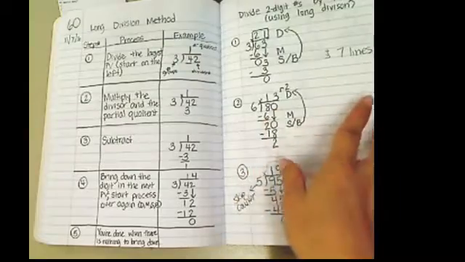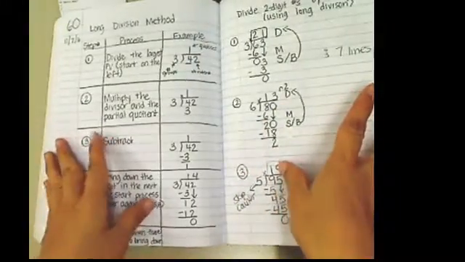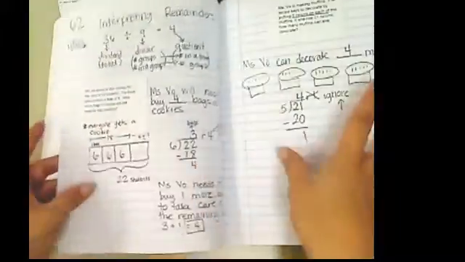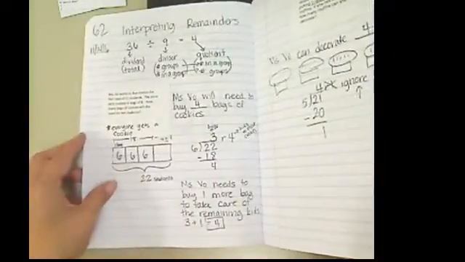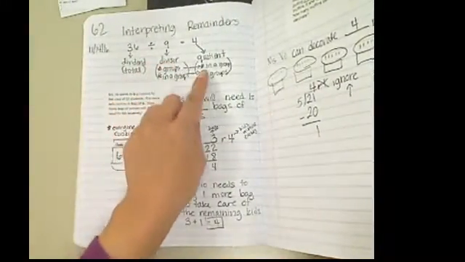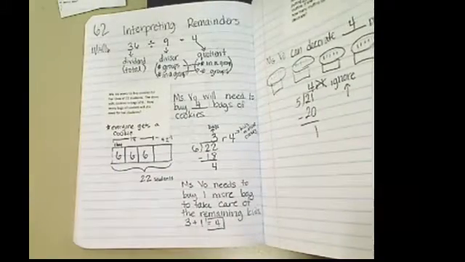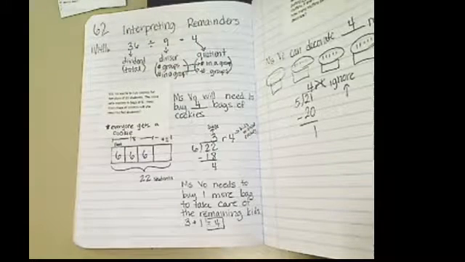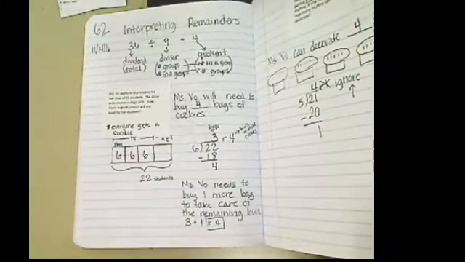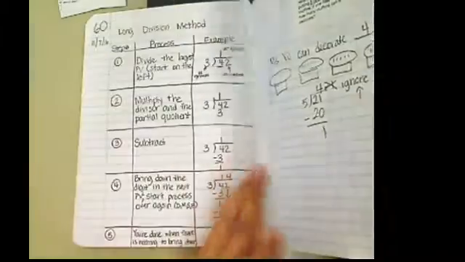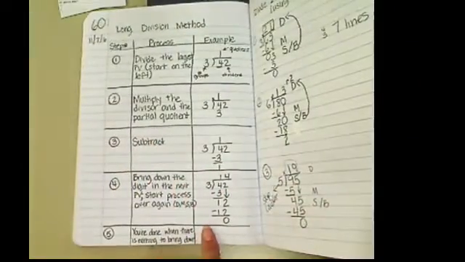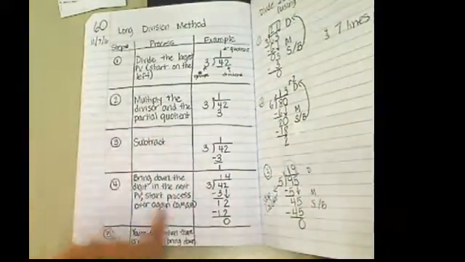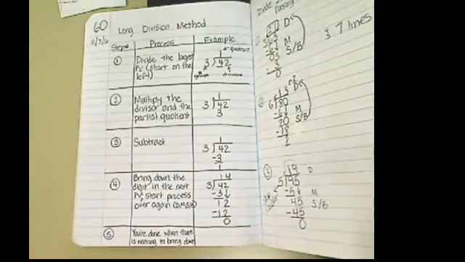And if you really want to know what those vocabulary words are, again, there was a page where we labeled the parts of the division problem, but you should know those 3 words. We've gone over them so many times and we refer to them very often when we're talking about division. My page for the long division method is on page 60, so yours should be around that part in your notebook.